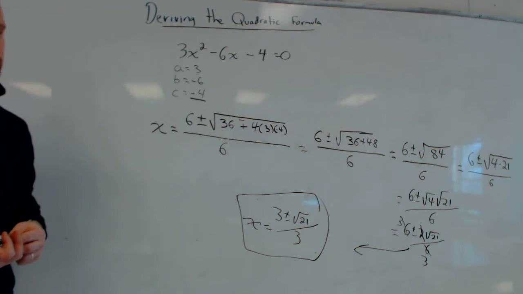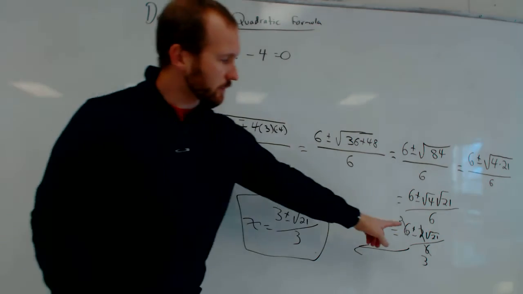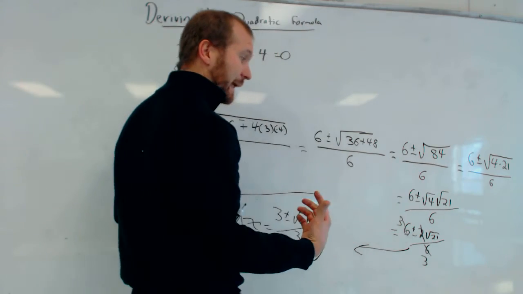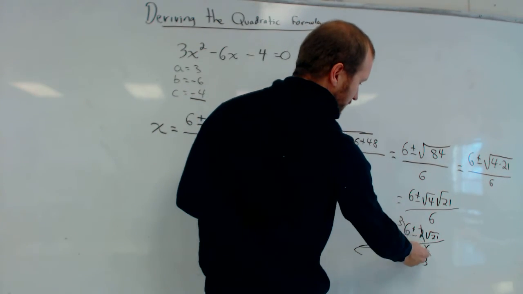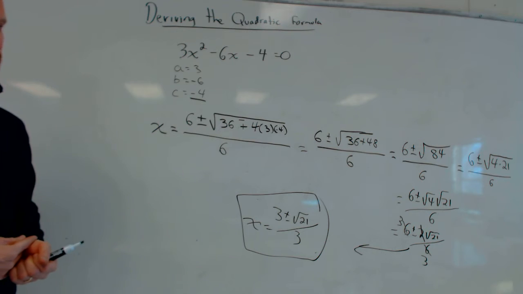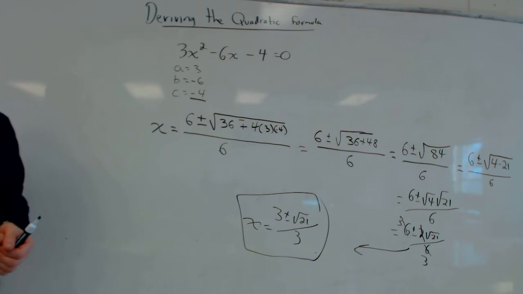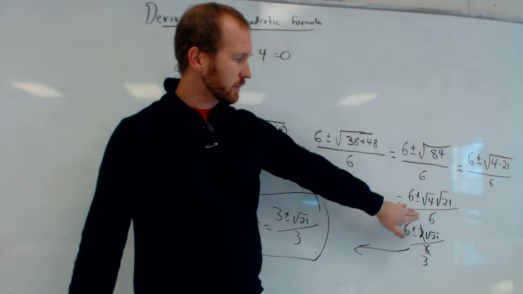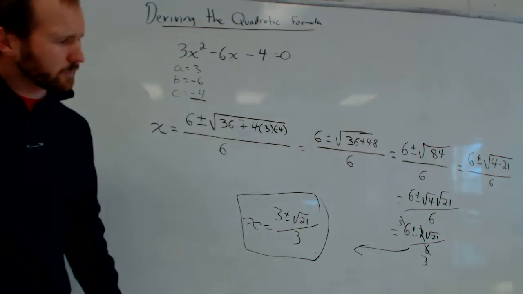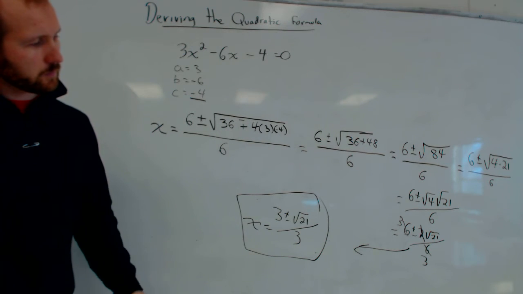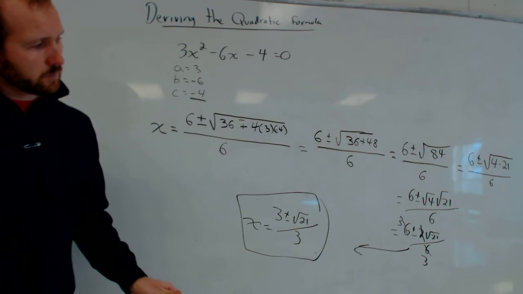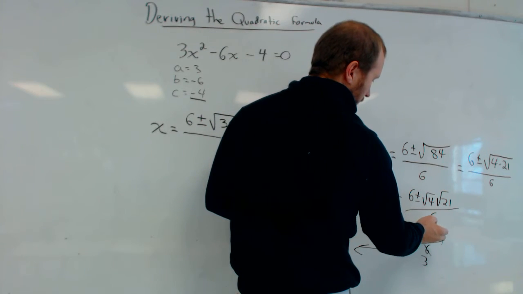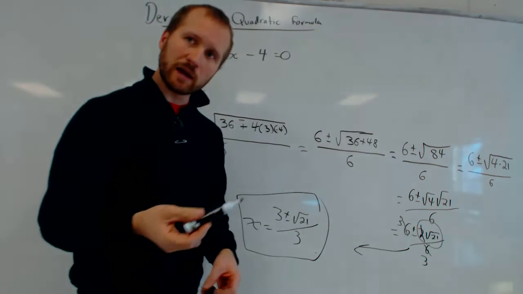How did you get rid of that 2 again? I canceled it from every single thing. Just like I couldn't cancel the 6 here, I can cancel a 2 because the 2 is in every single term. The square root got simplified because 84 has a perfect square in it. Well, I'm including the term that has a square root, because it's 2 times the square root of 21.